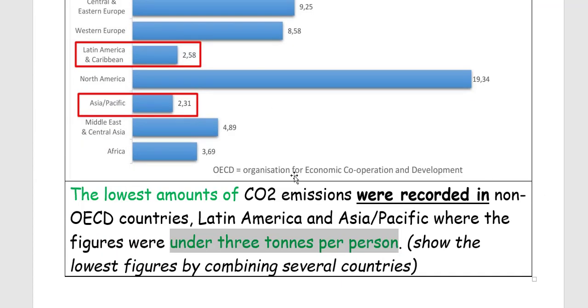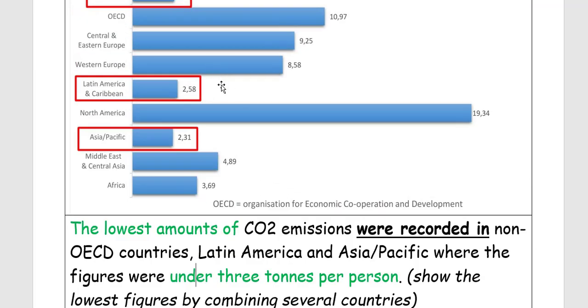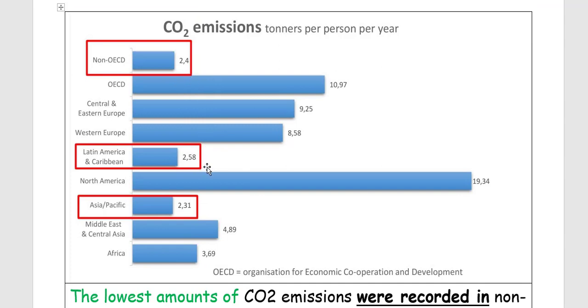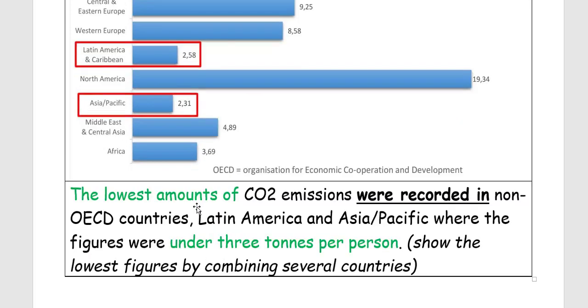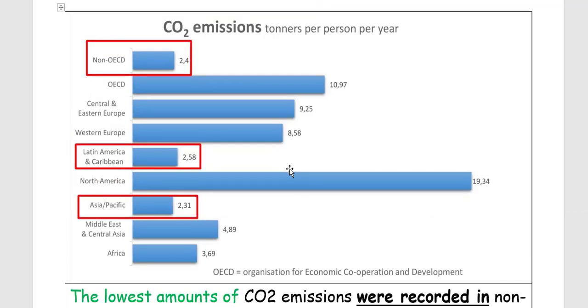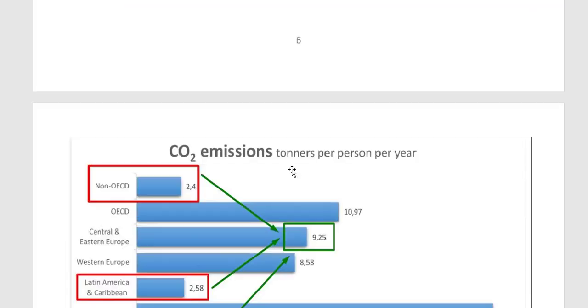The expression under basically means less than, okay? So 3 tons. If you look at this carefully, it's 2.4, 2.58, 2.31, and all of them were less than 3, okay, tons. And that's exactly what you are doing here. So show the lowest figures by combining several countries. That's what the examiner expects you to do. Next.